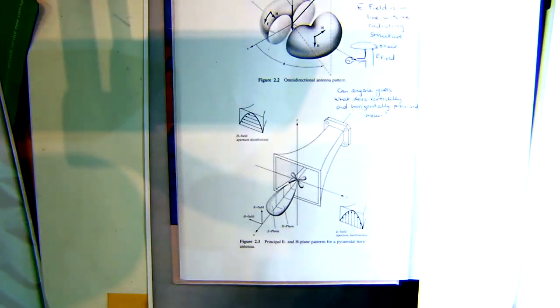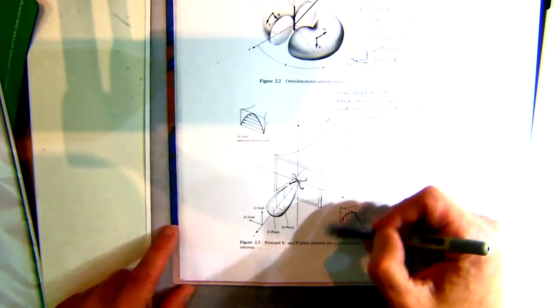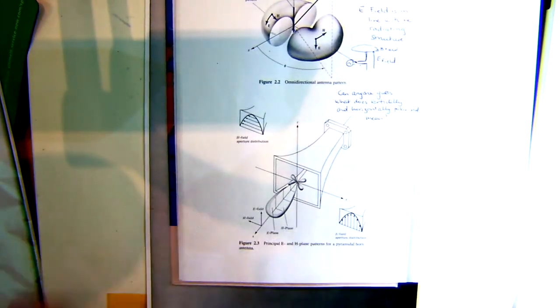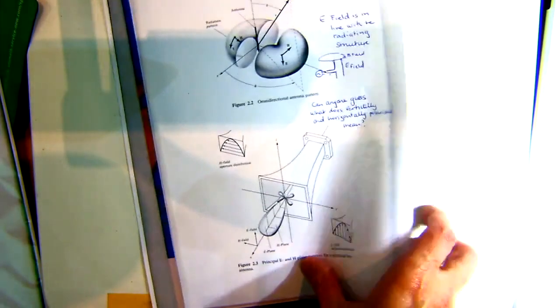And for a horn, what happens is the largest dimension is the direction of the E field, and the other dimension is the magnetic or the H field. Now that's just a little bit of information for a horn. The E field is parallel to the larger dimension, and the H is perpendicular to that. And a horn antenna has a very directional radiation pattern. Okay.